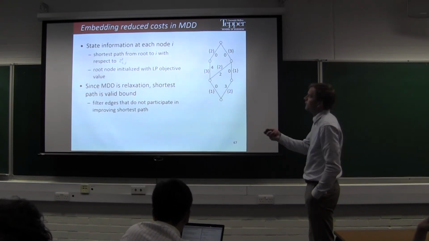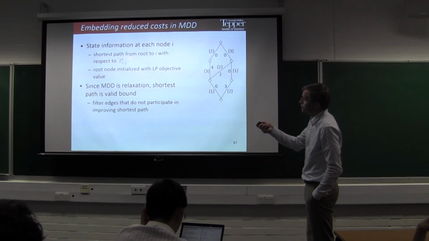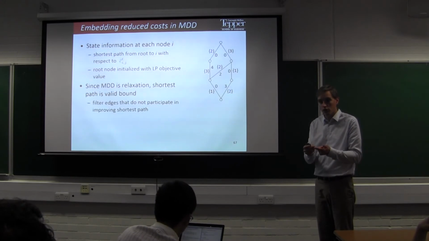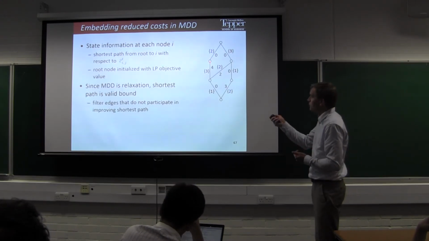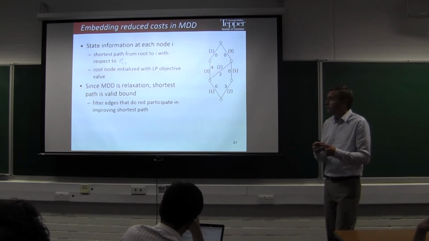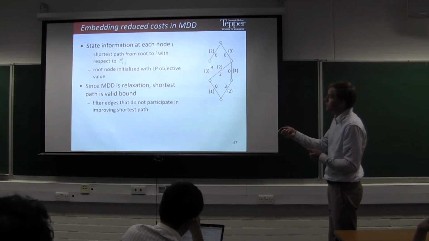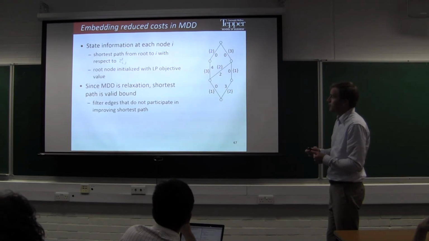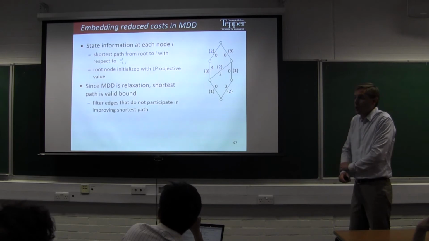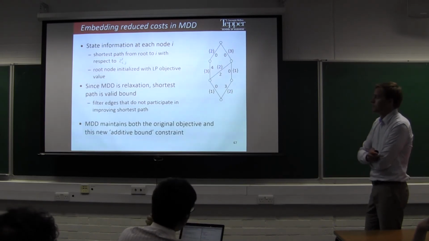So we will augment our MDD with the reduced cost factor. Every edge now has two costs, the original one and the reduced cost. We have extra state information, remembering the original objective and also our additive bound objective. And we have filtering separately now for this stronger bound. And hopefully that gives us better results.